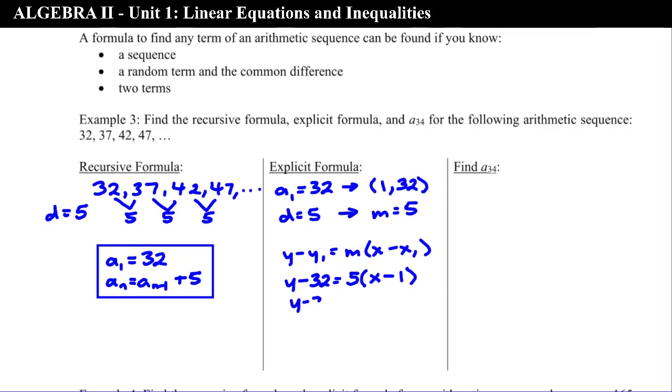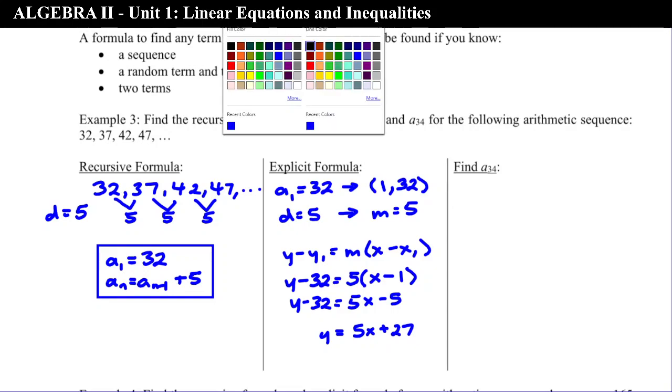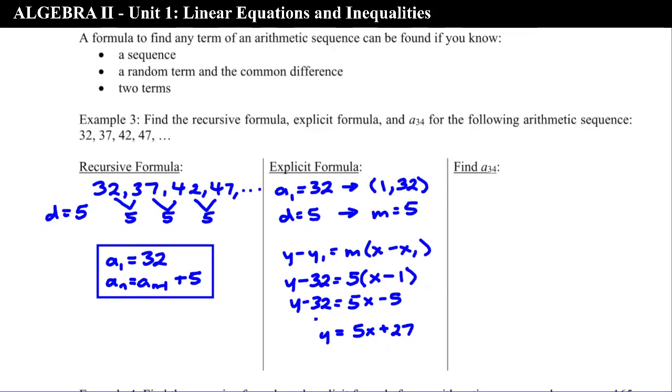Now this left-hand side is going to stay the same. We're going to distribute out this 5, so we have 5x minus 5, and then we're going to add 32 to each side. And we get y equals 5x plus 27. And that is going to be our solution for the explicit formula.